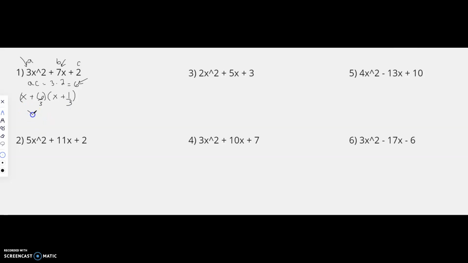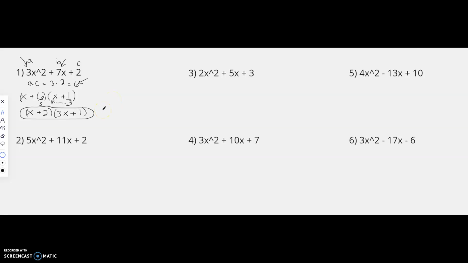If it divides, great. That'll be part of our answer. So 6 over 3 is 2. X plus 2 is one of the parts, one of the factors of the answer. But notice the 3 does not divide from the 1 evenly. If that happens, we just shove that 3 in front. 3x plus 1. And that is the factored form of that number 1, the first quadratic trinomial. X plus 2 times 3x plus 1.